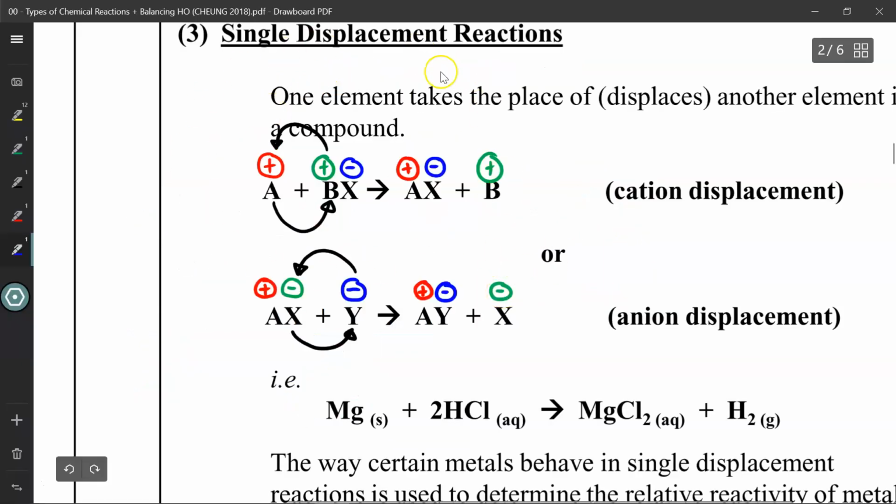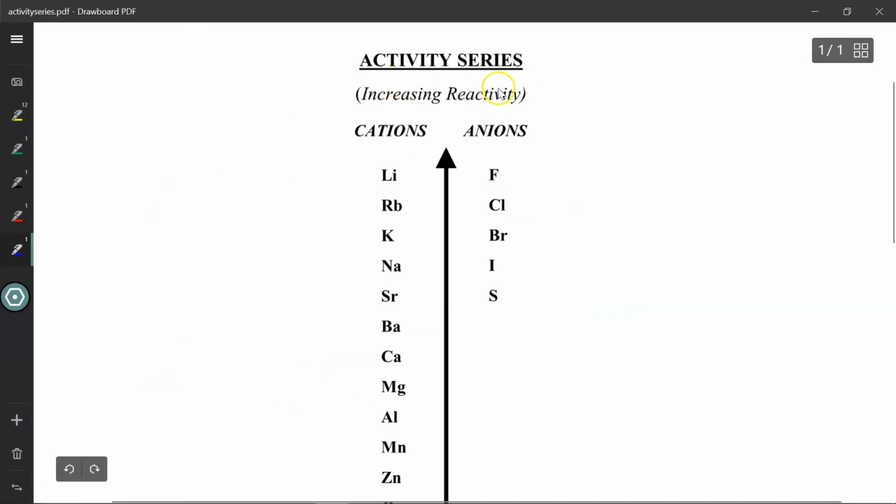When dealing with single displacement reactions, you must consult the activity series. Only elements that are more reactive can bump out elements that are less reactive. You can't go the other way around. You can't have a less reactive element try to bump out a more reactive element. Think of it as a VIP list. The people at the top of the list are more important than the people at the bottom of the list, and these guys can always bump out someone else at the bottom.